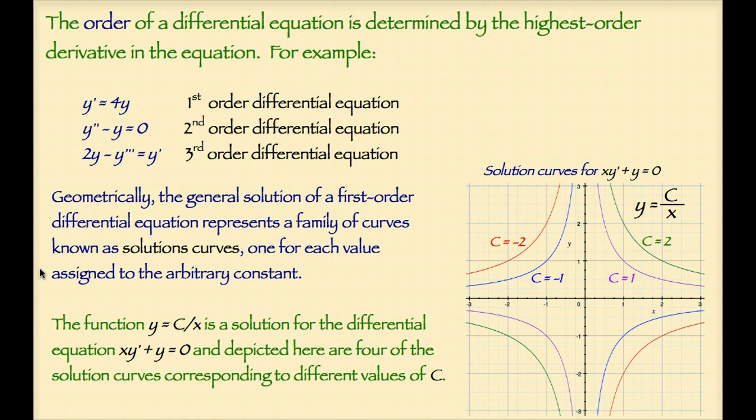Geometrically, the general solution of a first-order differential equation represents a family of curves known as solution curves, one for each value assigned to the arbitrary constant. For example, y equals c over x is a solution for the differential equation xy prime plus y equals 0, and depicted here are 4 of the solution curves corresponding to different values of c. We have -2, -1, 1, and 2. But since there are an infinite number of possibilities for c, this means there would be an infinite number of solution curves for this differential equation.